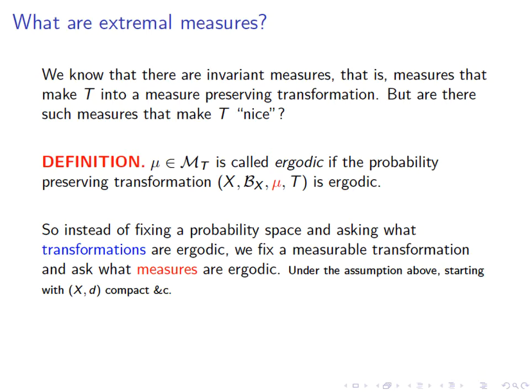What we did before is we looked at the transformation X, B, mu, and T, and we asked for what T is the whole thing ergodic. X, B, and mu were fixed. Now we're saying here's X, B, and T: for what mu is the whole thing ergodic? And the theorem for today is: an invariant measure is ergodic if and only if it is extremal.